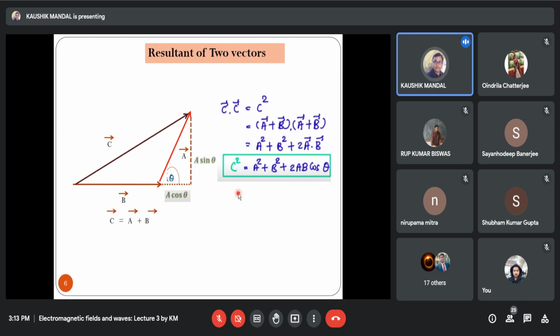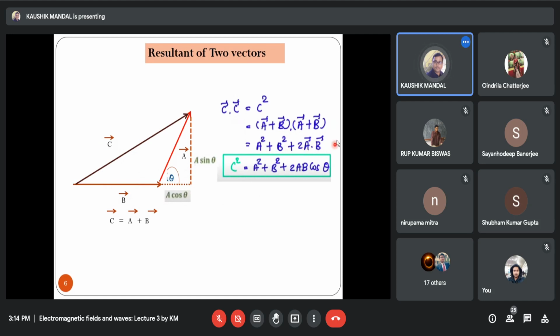Now what will be this resultant vector C square? What will be the value of C square from this particular figure? You can use this particular equation to calculate the resultant of these two vectors A and B. So C square means C dot C. C dot C means A plus B dot A plus B. So in that way you can find that it will be A square plus B square plus 2A dot B.